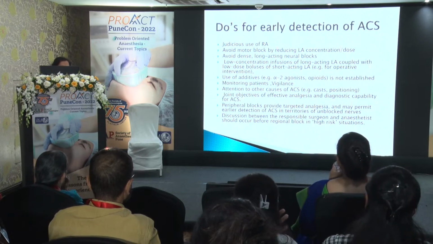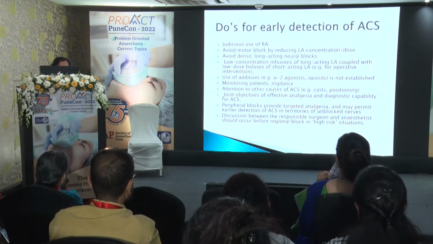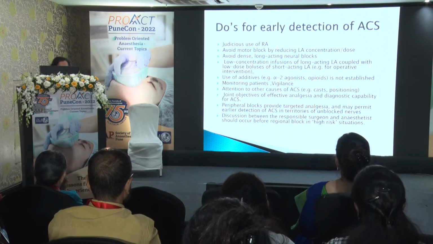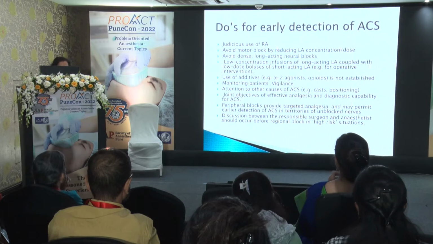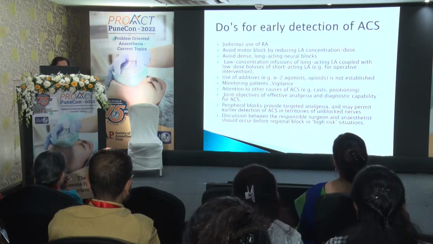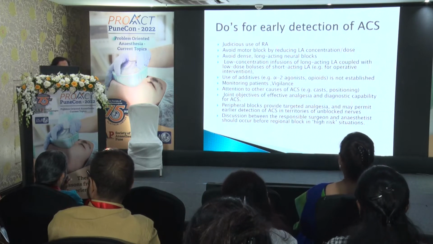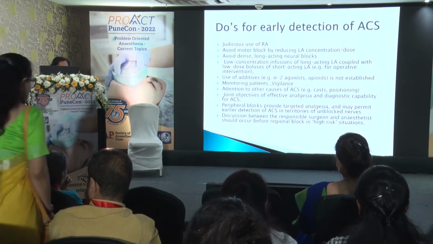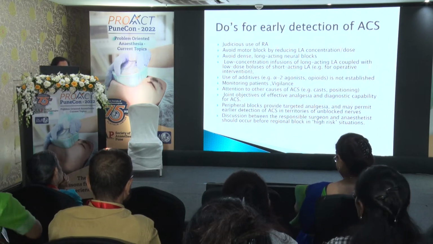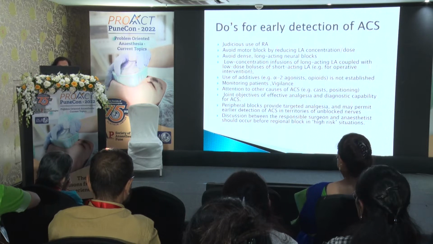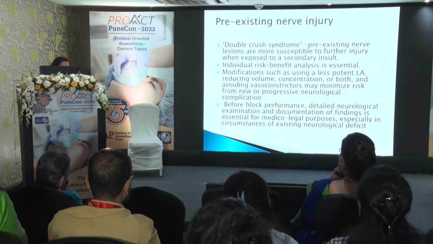The patient should be monitored for compartment syndrome, that is, the pressure should be monitored. The other causes have to be ruled out, that is because of the cast or because of the positioning, that can lead to compartment syndrome. The discussion between the surgeon and the anesthesiologist should occur before the regional block in high risk situations. Peripheral nerve blocks provide targeted analgesia and may permit early detection of the compartment syndrome in the territories of the unblocked nerves. The second concern is about the pre-existing nerve injury.